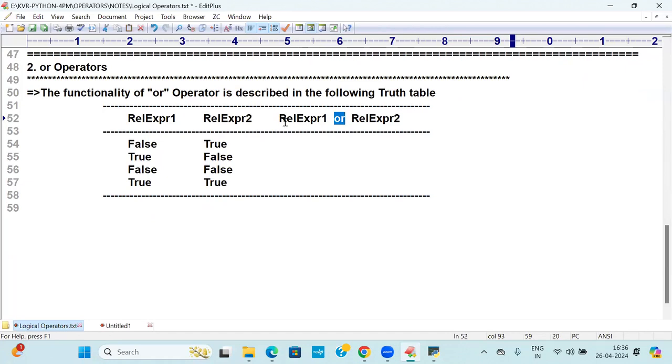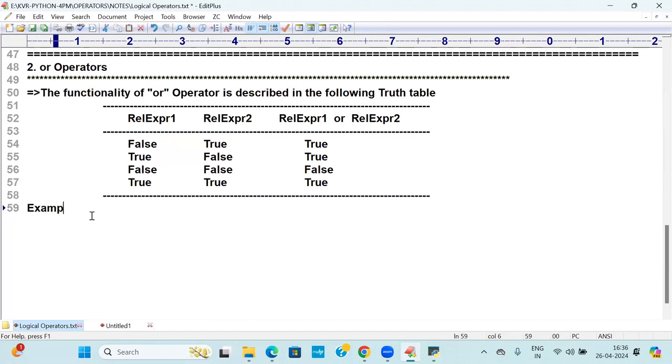The OR operator says that if any one of the relational expressions is true, the total result is true. If both of them are false, the result is false. If any one is true, the result is true. False, true: true. Next, true. Next, false. Good.